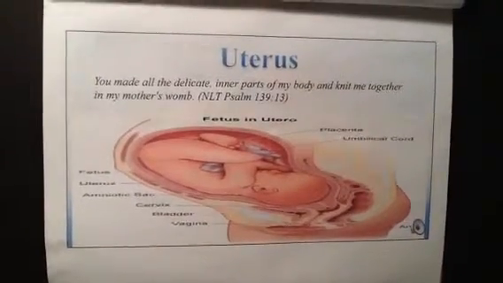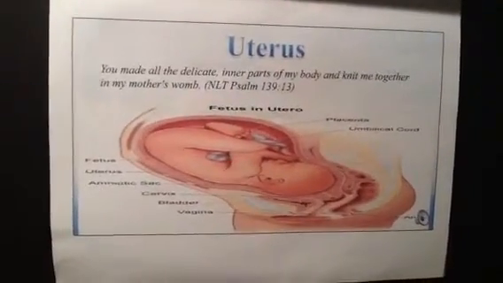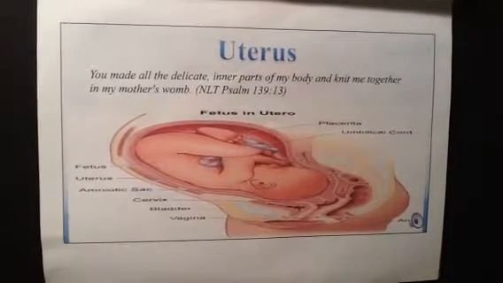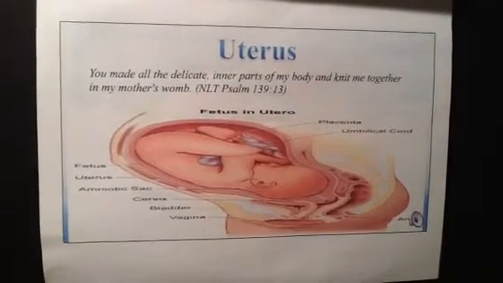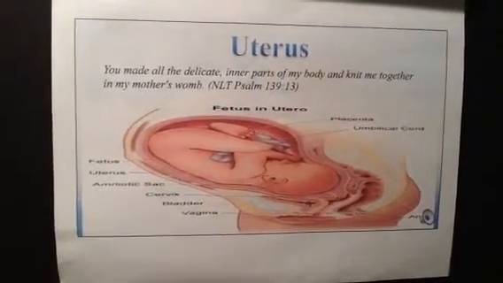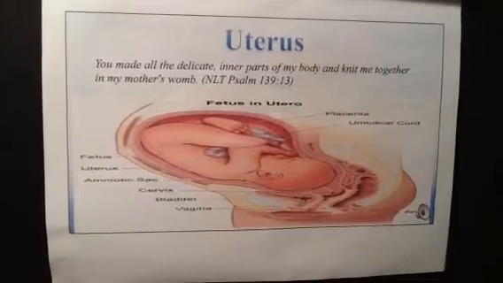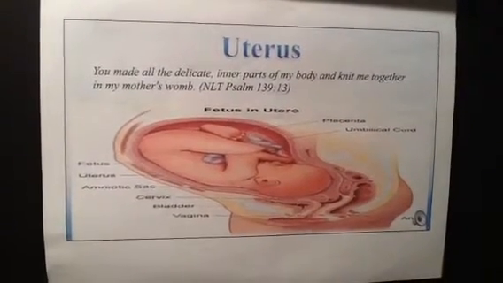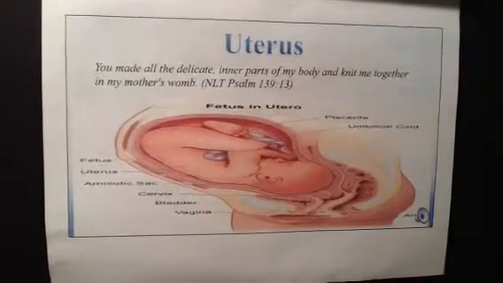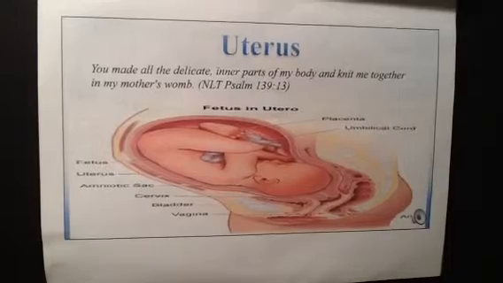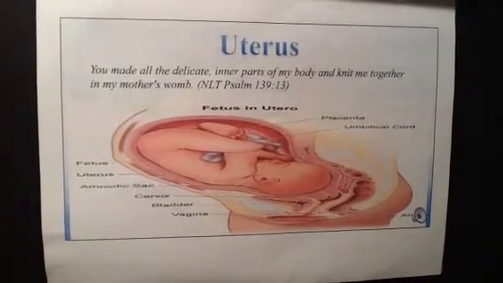Psalm 139 verse 13 said, "You made all the delicate inner parts of my body and knit me together in my mother's womb." God wove us or put our internal organs in our mother's womb or uterus before birth, and during our life, He wanted to weave us into something beautiful and useful for His glory.